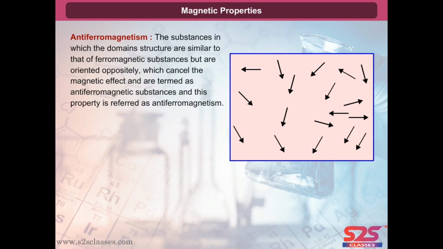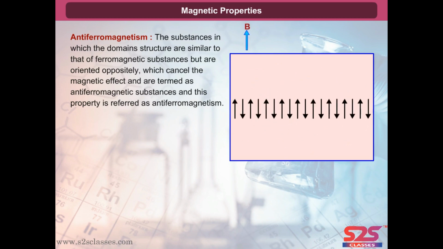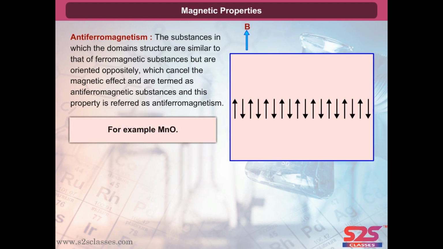Antiferromagnetism. The substances in which the domain structures are similar to those of ferromagnetic substances but are oriented oppositely, which cancels the magnetic effect, are termed antiferromagnetic substances, and this property is referred to as antiferromagnetism. For example, MnO.